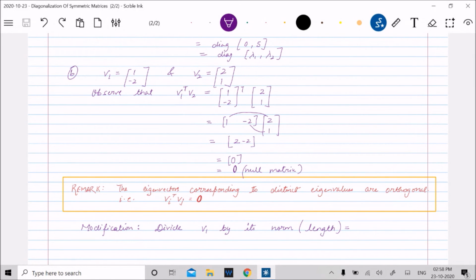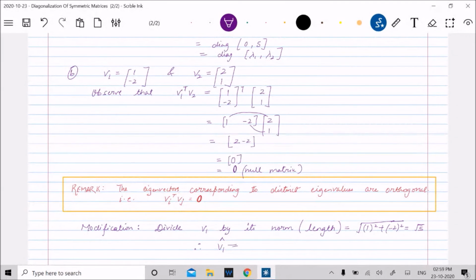xi cap plus yj cap. Length of this vector, magnitude. You call it magnitude also. Please answer if you remember. The answer is under root of x square plus y square, right? And you can see that this v1 is 1, minus 2. That's why you divided this by this, and that will give you a square root of 5. So that gives you v1, and you call it unit vector.